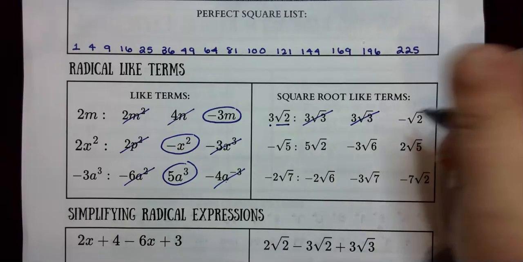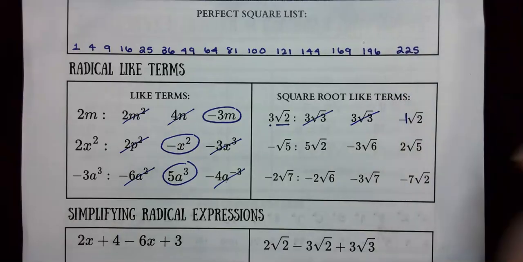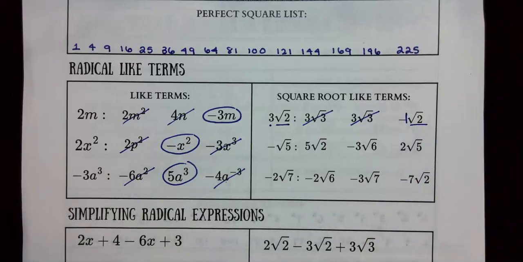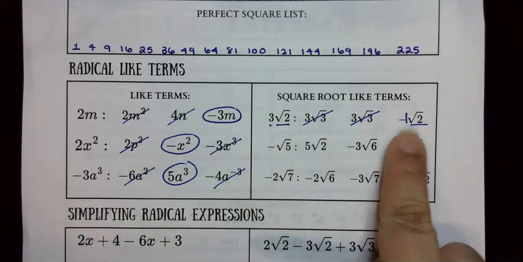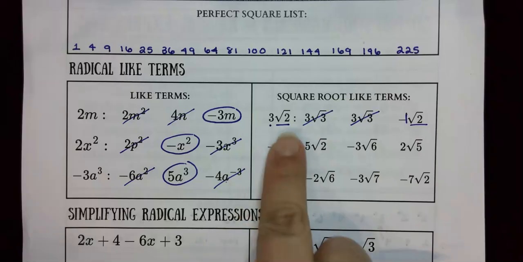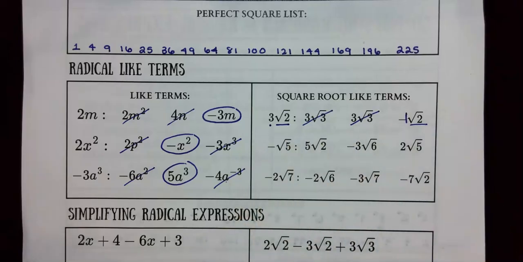So notice that we have this negative floating in the front. It's just a -1. Because they have the same square root of 2, I can now say 3 minus 1, and my answer would be 2 square root of 2, because these don't change. They just come along for the ride.